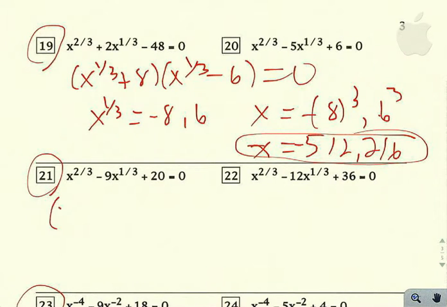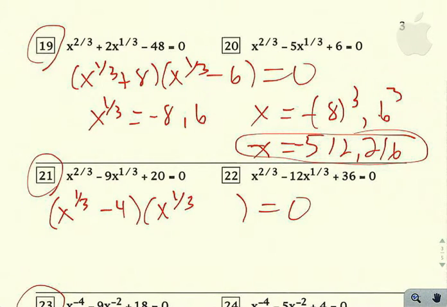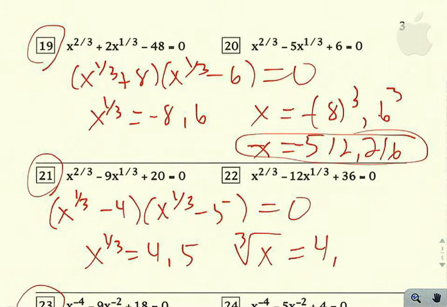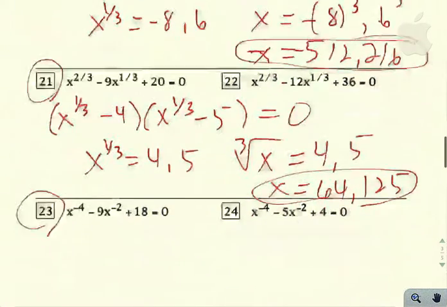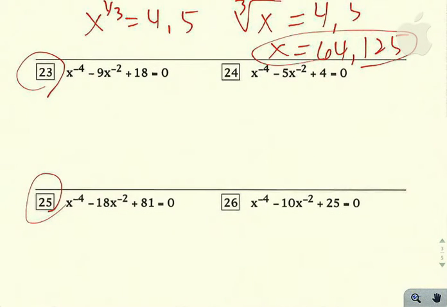Number 21, this would go x to the 1/3. Two numbers that work here would be minus 4 and minus 5. X to the 1/3 equals 4 or 5. Now, x to the 1/3 is the cube root of x. And the opposite of cube rooting is cubing. So x would be 4 cubed, which is 64, and 5 cubed, which is 125. Number 23 would go x to the negative 2.